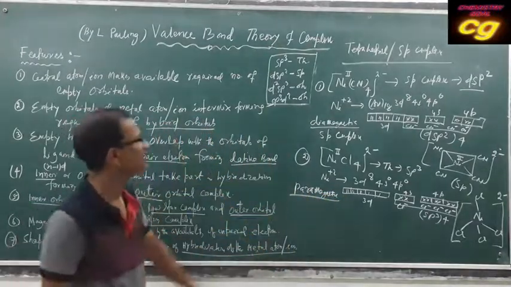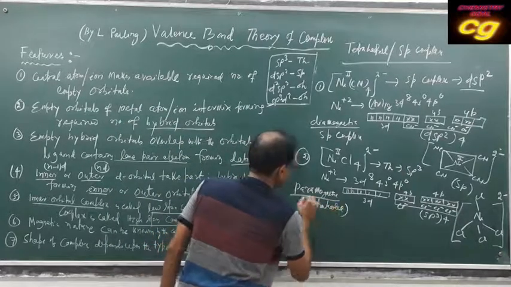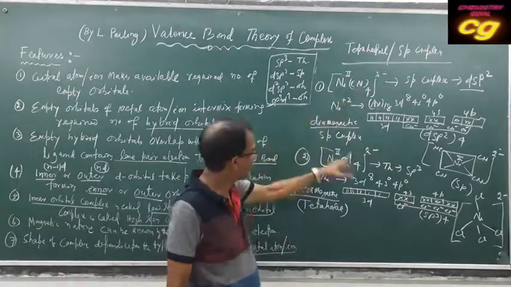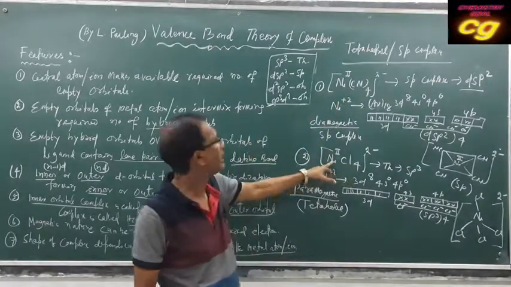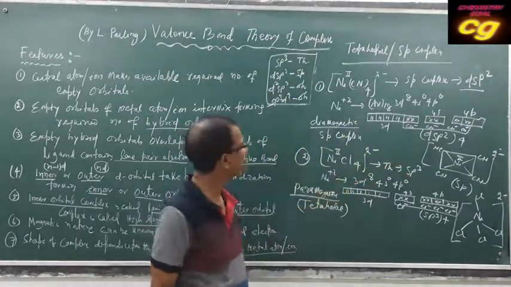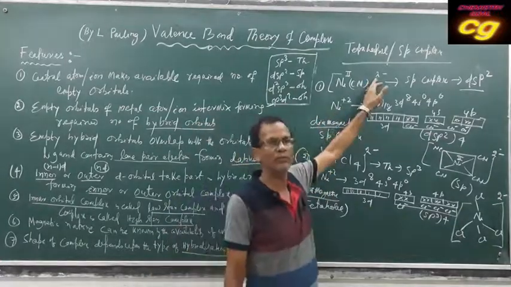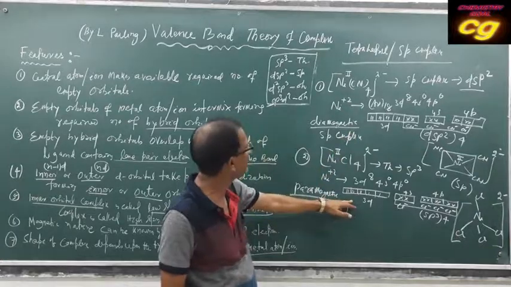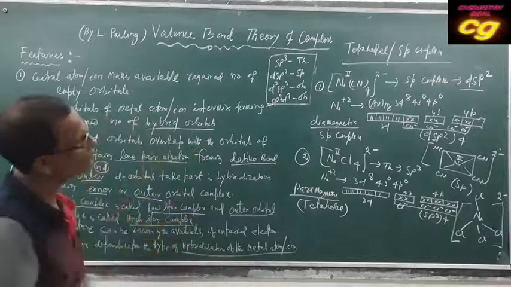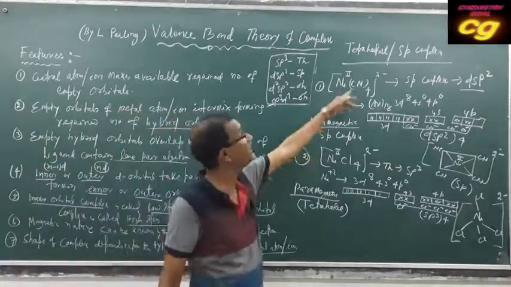Paramagnetic and the shape is tetrahedral. You see the difference between tetracyanonickelate and tetrachloridonickelate. Only the ligands differ, yet the nature of hybridization changes and the shape also changes. That is, here it is tetrahedral, here it is square planar. Here the magnetic character is paramagnetic, here there are no unpaired electrons, so it is diamagnetic. So the shape of the complex and the magnetic character also depend upon the nature of the ligands.